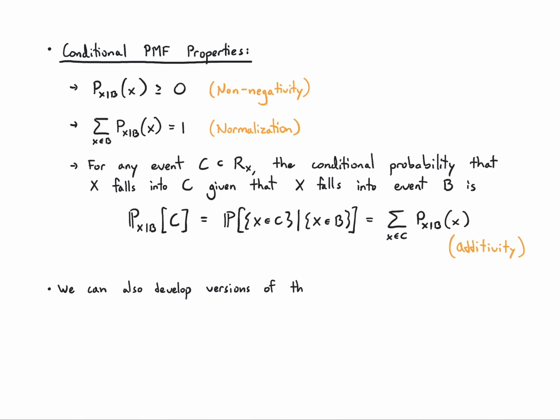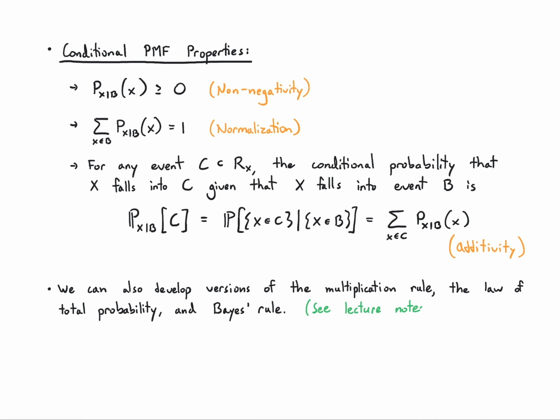We could develop versions of the multiplication rule, the law of total probability, and Bayes' rule, right? So we could do all of those things, but we're just going to leave that to the lecture notes, and you can go and look that up. Okay, so we're not going to spend time on that here.